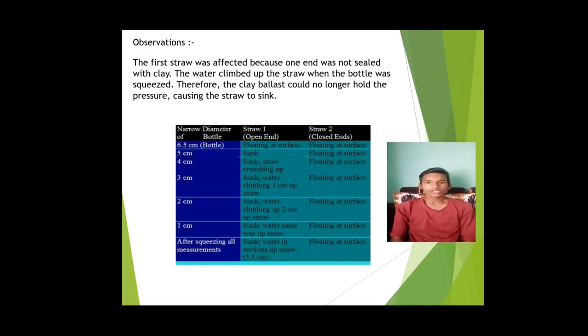Observation. The first straw was affected because one end was not sealed with clay. The water climbed up the straw when the bottle was squeezed. Therefore, the clay ballast could no longer hold the pressure, causing the straw to sink.